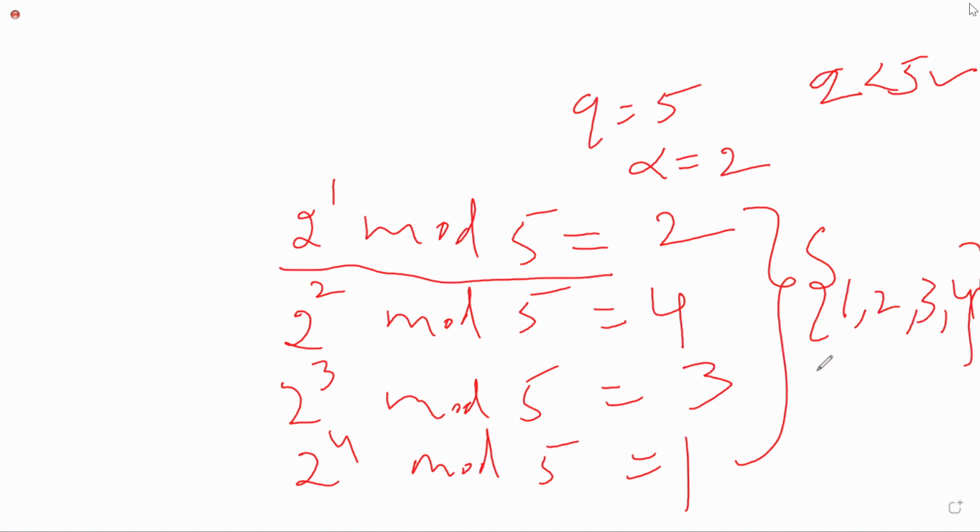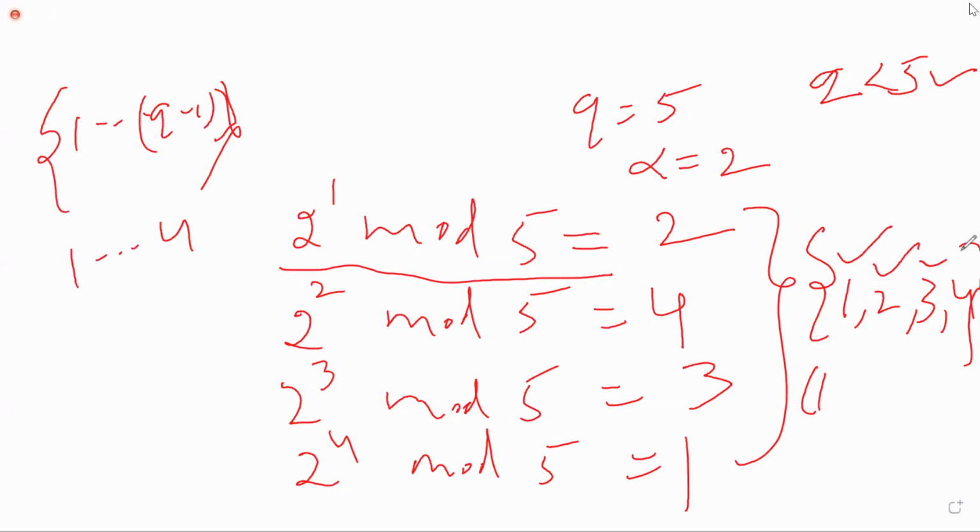So it is having all the values from 1 to 5 minus 1, that is from 1 to q minus 1. What is q here in this example? q is 5, which means 1 to 4. All the values 1, 2, 3, 4 are there. So we can call alpha the primitive root of q.